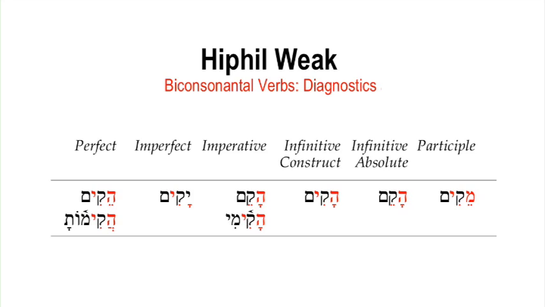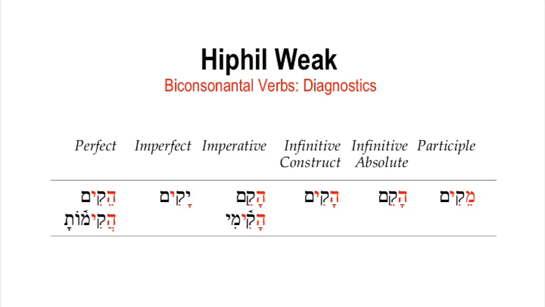The second thing that we can rely on is that we're going to see in the perfect, the imperative, the infinitive construct, the infinitive absolute, the hey prefix. So in 4 of the 6 conjugations, the hey prefix diagnostic of the Hiphil stem is maintained. The most radical change that you'll see in these forms is the vowel under the Hiphil prefix or the yod preformative or participle prefix. Let's begin with the perfect.